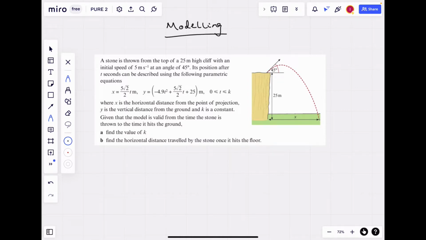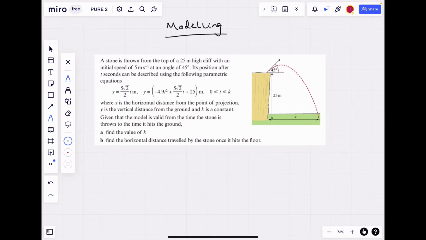Okay, they've given you the diagram. They've given you the angle at which the stone has been thrown or projected. You've got the distances traveled. It looks very similar to what you would have done in mechanics, except I don't think you'd be using any suvat here because this is pure. So it says, find the value of k.